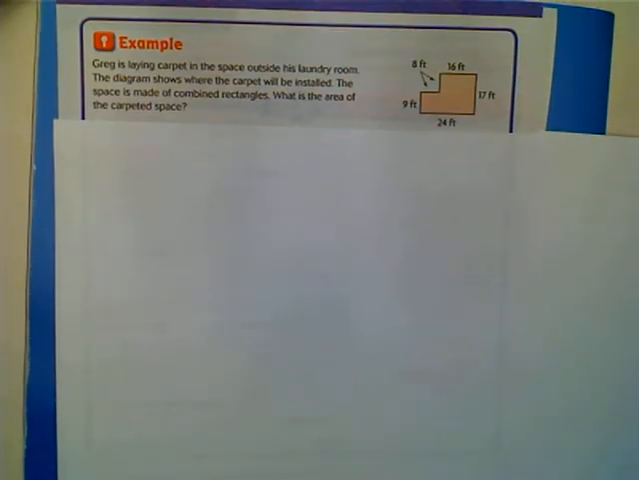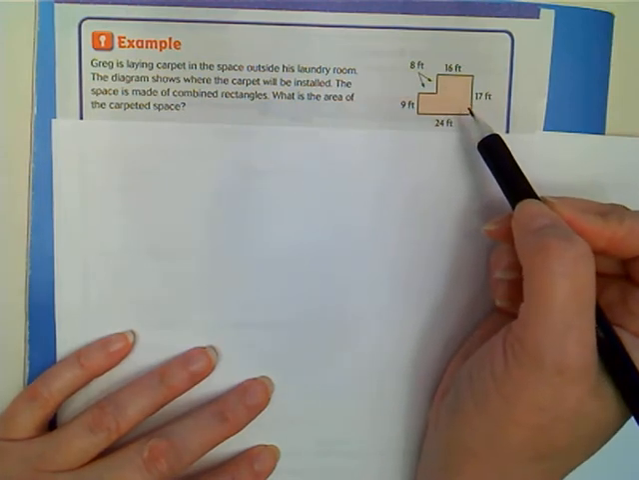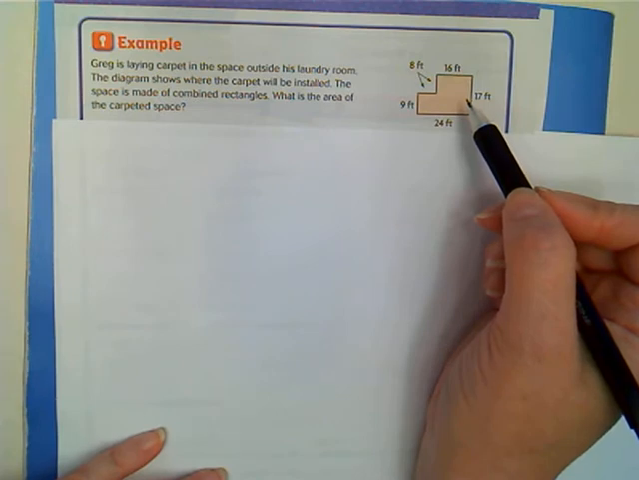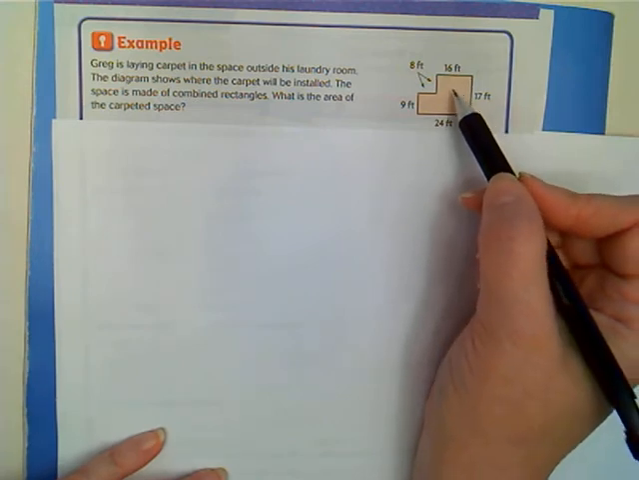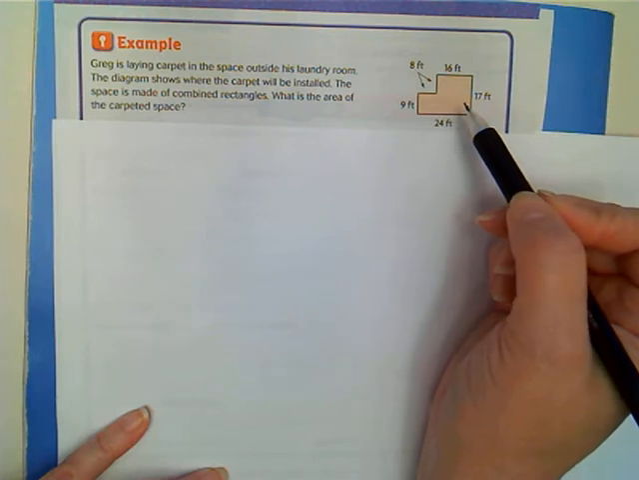Let's do another practice using some addition again. So, here you can see our problem. Here you see in this lovely orange color, Greg is laying carpet in the space outside of his laundry room. I'm guessing this is probably not the color of his carpet though. The diagram just shows us where the carpet will be installed. The space is made of combined rectangles.